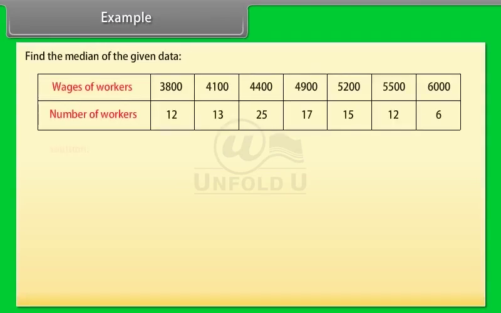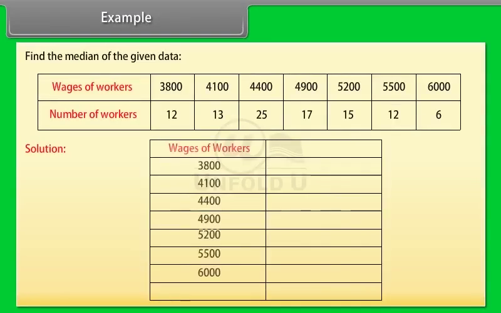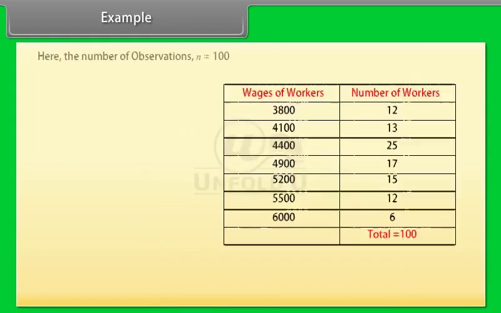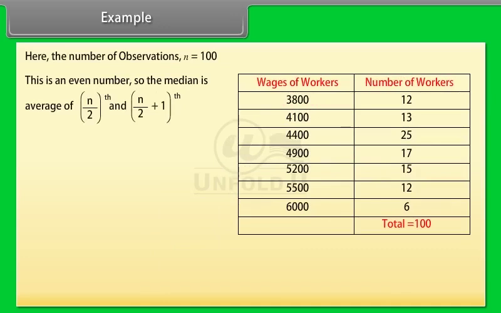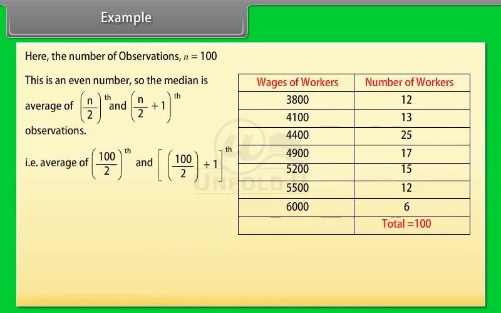Find the median of the given data. Solution. Firstly, we will write the wages of workers and the number of workers. The total number of workers is 100. Here the number of observations n is equal to 100. This is an even number, so the median is the average of the (n by 2)th and (n by 2 plus 1)th observations. That is, the average of the 100 by 2th and 100 by 2 plus 1th observations. That is, the average of the 50th and 51st observations.